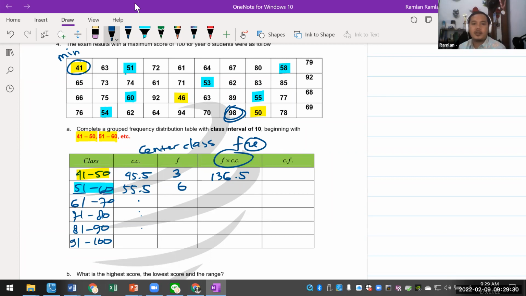Okay, and then you can do the cumulative frequency, the same thing, right? 39775. Okay, any question, guys, on how to fill this one? Paham ya? Okay, I'm going to go to the next one.